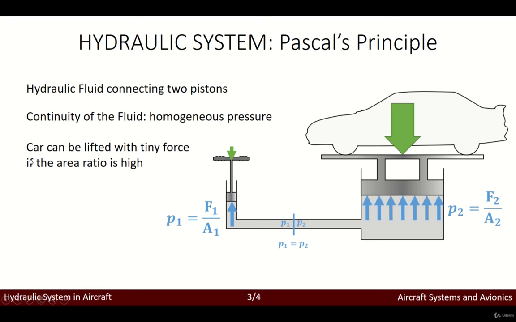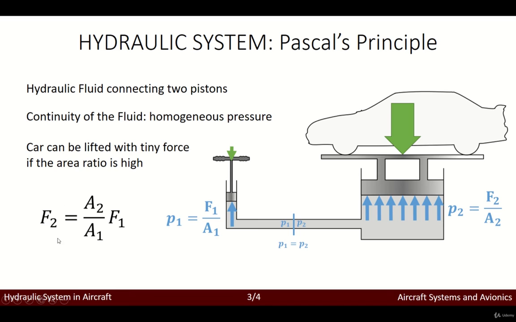Now, the idea here is that we can actually lift the car with a tiny force if the area ratio is high enough, okay? Meaning that the relation between the force 2, which is the weight of the car, and force 1, which is the force that we would be applying on this piston over here, is actually nothing else than the relation between the areas, right?